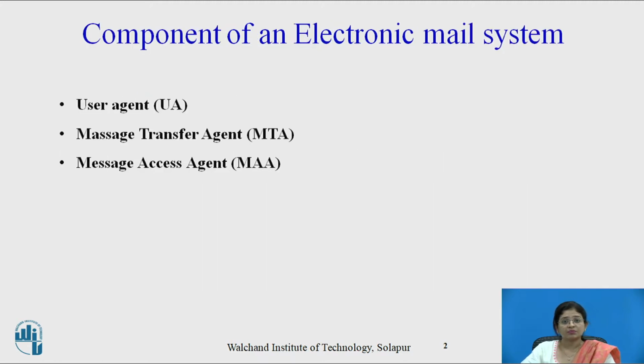Let's start with the components of an electronic mail system. There are three important components. The first one is the user agent, the next one is the message transfer agent, and the third one is the message access agent. In this video, I will cover the user agent and the message transfer agent.